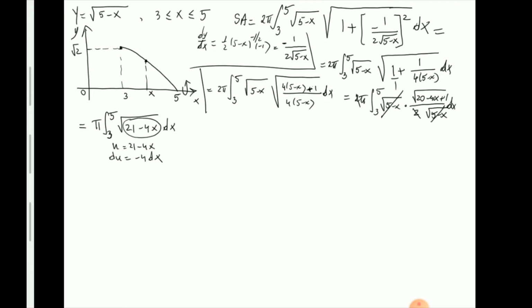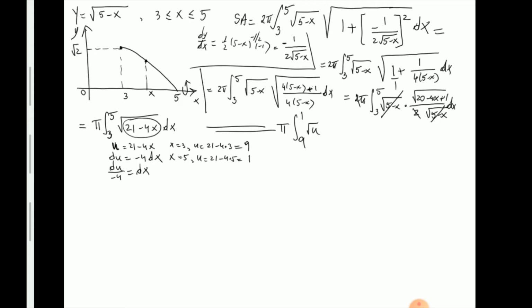So take u to be the quantity under the radical. du is minus 4 dx. When x is 3, u is 21 minus 4 times 3. 21 minus 12, that gives me 9. And then when x equals 5, u is 21 minus 4 times 5, that's going to be 1. And then of course, remember du, you've got to move over the minus 4, because you're going to replace dx with du over minus 4. So now the new bounds, the lower bound is 9, the upper bound is 1.